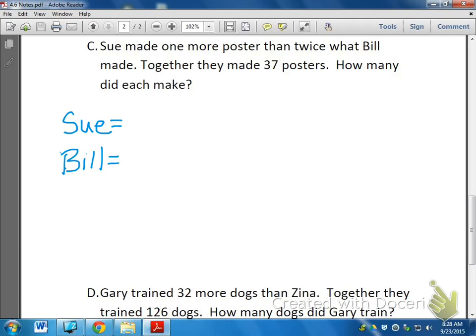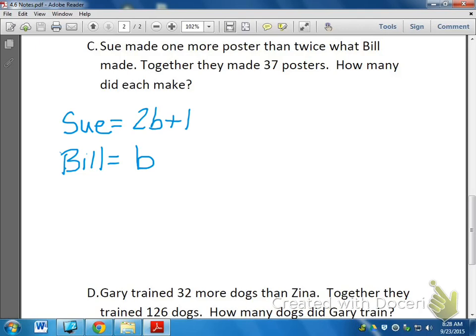Sue made one more poster than twice what Bill made. Together they made 37 posters. How many did they each make? It doesn't really tell me what Bill made, so I'm going to say that Bill is equal to B. Sue made one more than twice Bill. Well, if she made twice Bill, what would that look like? 2B. Well, one more than that would be 2B plus 1. Sue made one more than twice Bill, 2B plus 1.